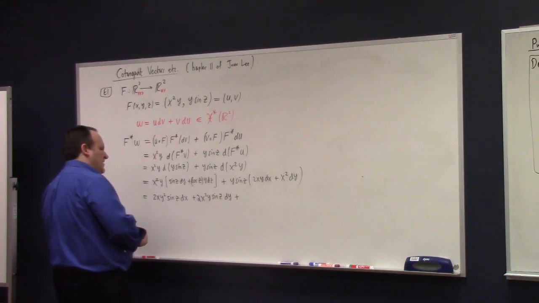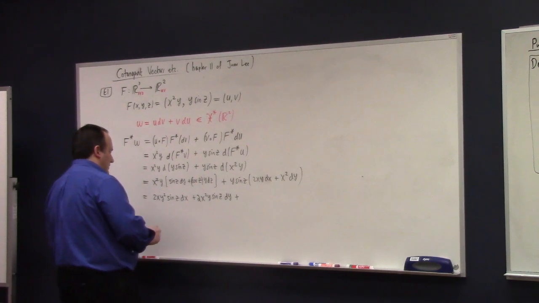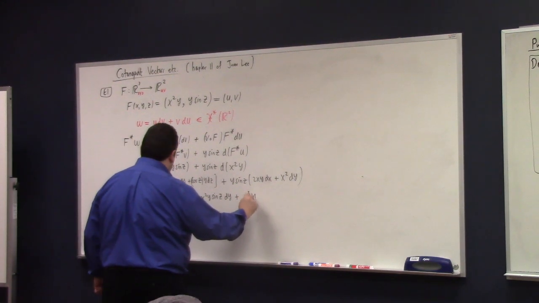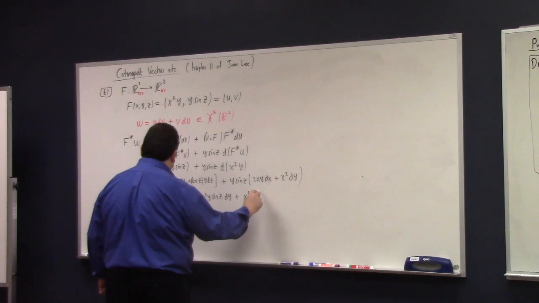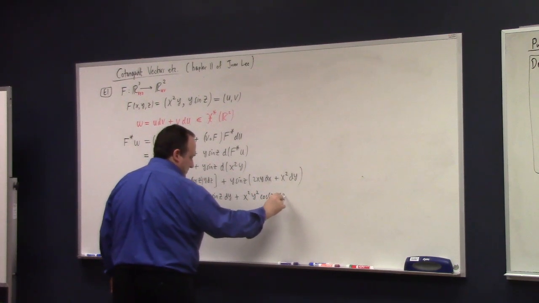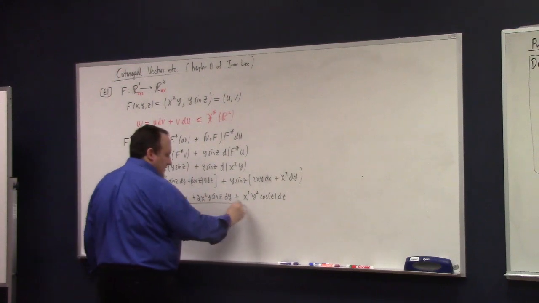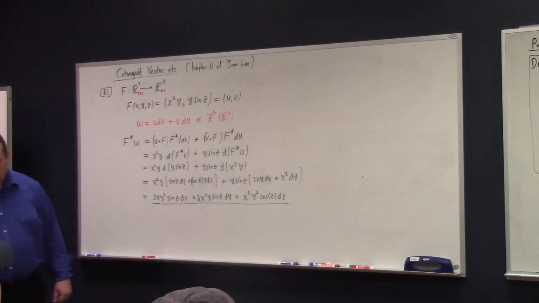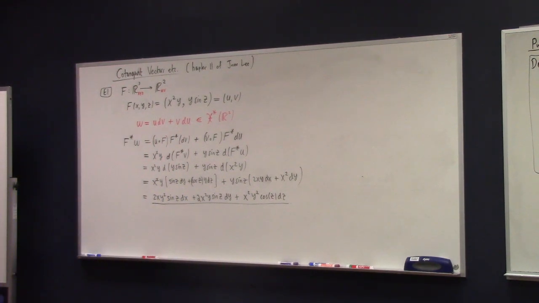plus x squared y squared cosine z dz. I'm too close to this. And if I've made a mistake here, it's not altogether surprising, but you get the idea, I hope. Woohoo! All right, I got it. All right, so great. Example 2.